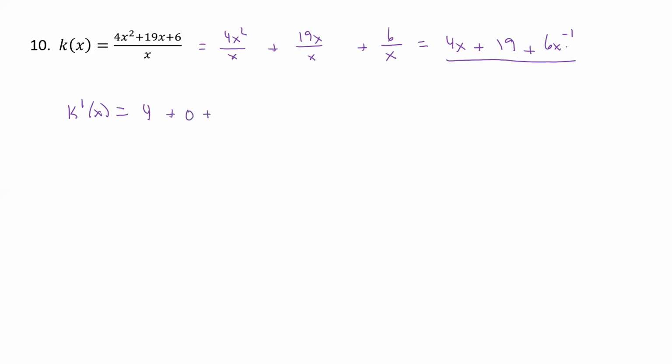And then plus, well, now I have 6 times. Now I'm going to bring that negative 1 down in front, so it's a negative 1 x. Now minus 1 is going to be to the minus 2. And so if I simplify, that's going to be 4. And then 6 times minus 1 is minus 6 x to the minus 2. Or, as we've been doing, 4 minus 6 over x squared.